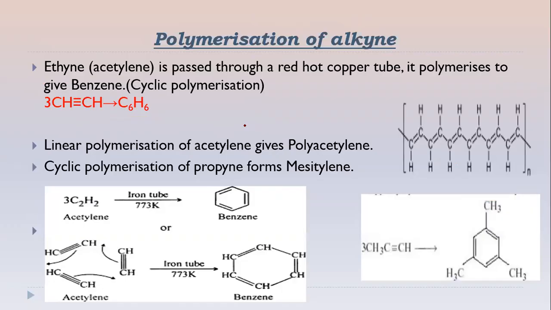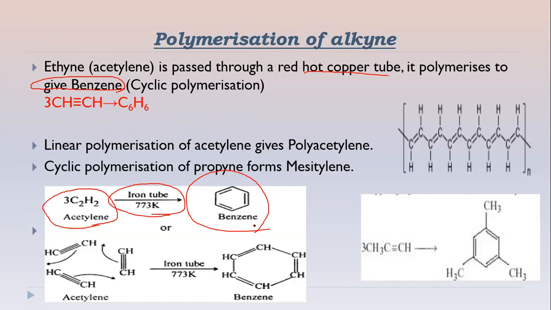Okay, so next is very important. This is about polymerization of alkyne. You all know about ethine or acetylene. Acetylene can actually give different polymerization products according to the reaction condition. When acetylene is passed through a red hot copper tube, it polymerizes to give benzene. So we may get benzene in the iron red hot tube at 773 Kelvin.